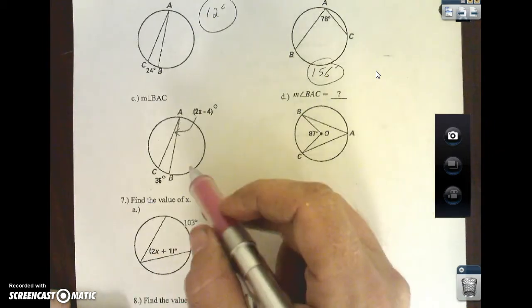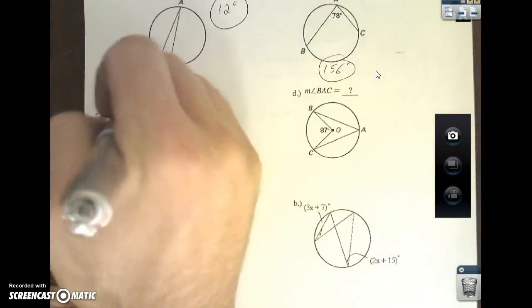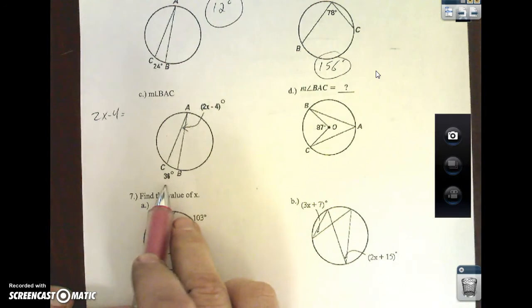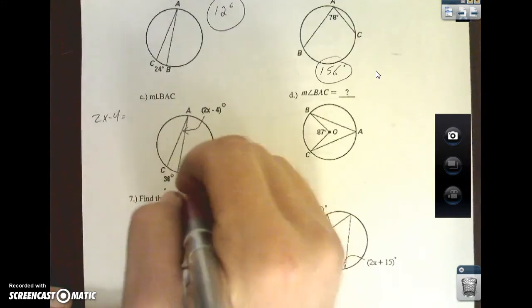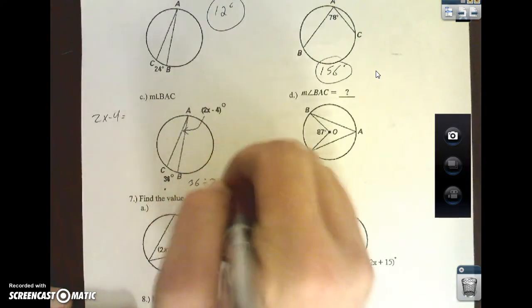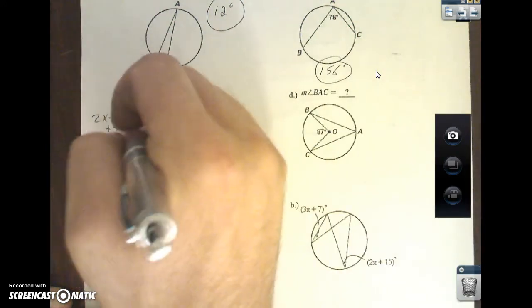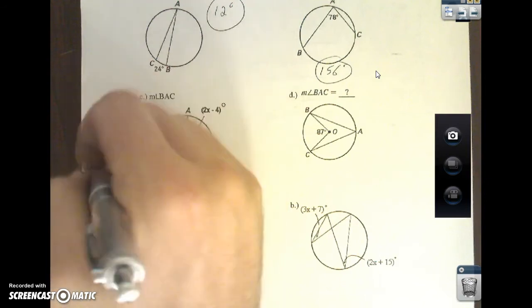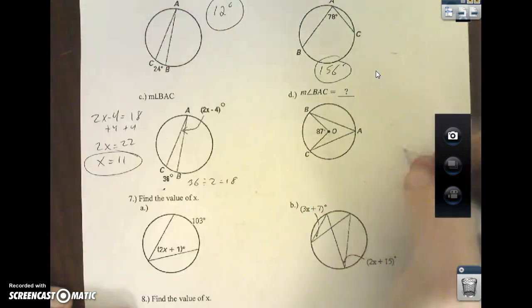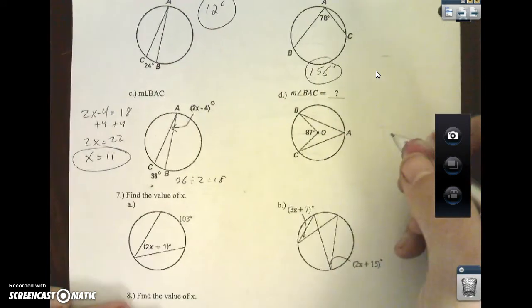Here, it's half of it, so what we can do is we can say 2x minus 4 equals half of 36. Alright, so if you need to, 36 divided by 2 is 18. Solve for it, add 4 over. Divide, x equals 11. Okay.